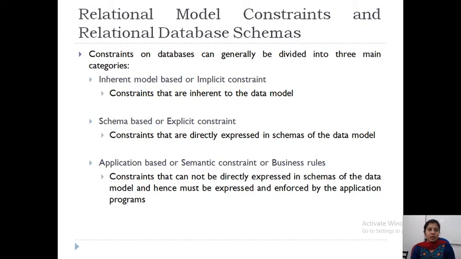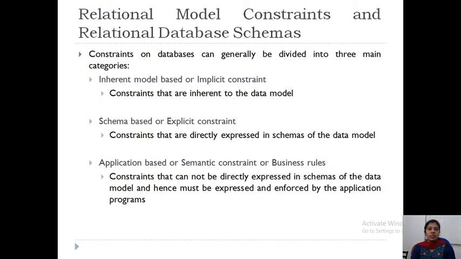Inherent model based or implicit constraints are inherent to the data model. For example, if I say the two tuples in a relation must not be identical. Two different tuples must not be identical. So these kinds of rules, which are already implicit in the database or schema definition, are called inherent model based or implicit constraints.